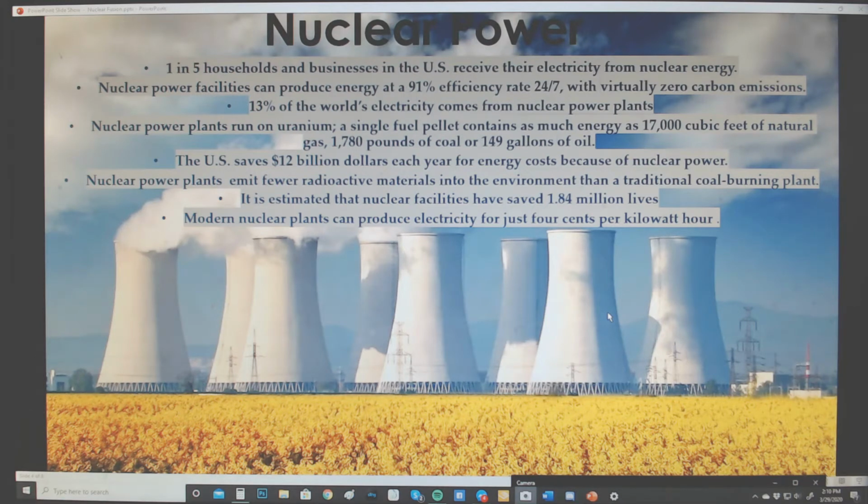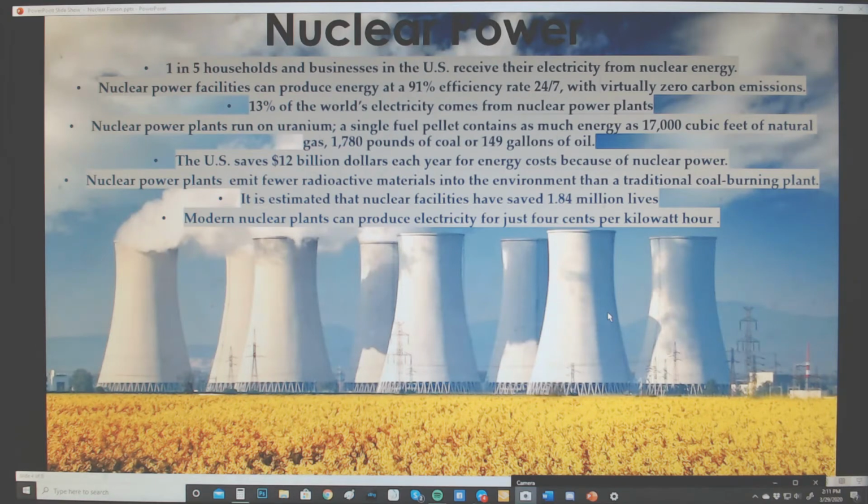Nuclear power plants run on uranium, an element that is so energy rich that a single fuel cell can contain as much energy as 17,000 cubic feet of natural gas, or nearly 2,000 pounds of coal. Nuclear power plants actually emit fewer radioactive materials into the environment compared to traditional coal burning, which does surprise a lot of people. It is estimated that nuclear facilities have saved 1.48 million lives since their inception, as they have prevented the release of lots of harmful pollutants into the atmosphere.